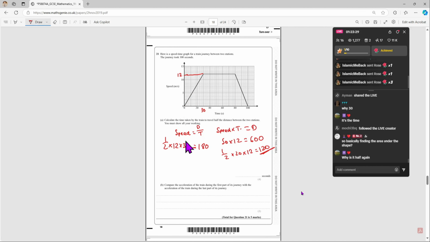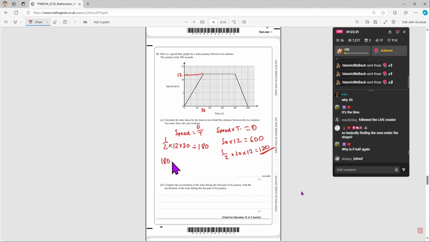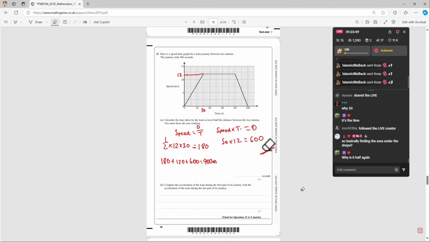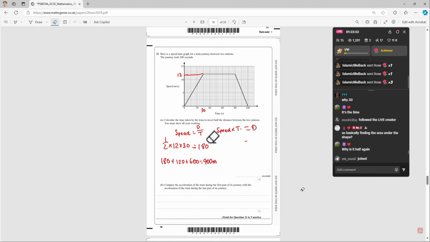We have to add them all up. So we have to do 180 plus 120 plus 600 to get 900. Okay. That is the total traveled. Okay. I'm gonna have to wrap this up because I don't have space to do the rest of the working. So I'm gonna quickly write.